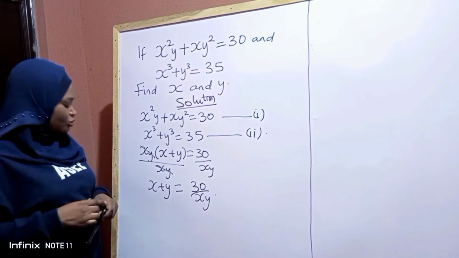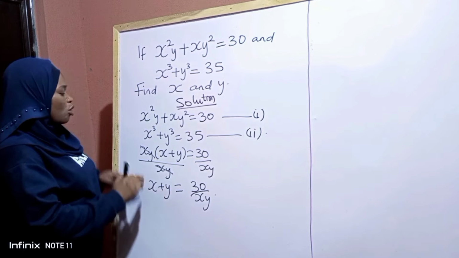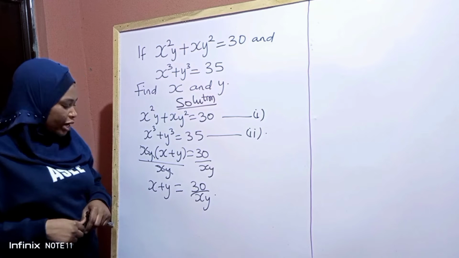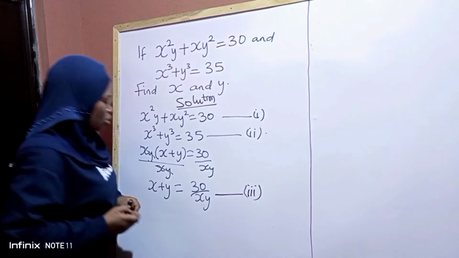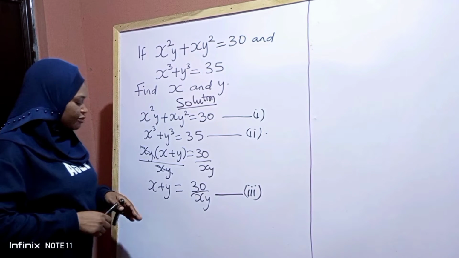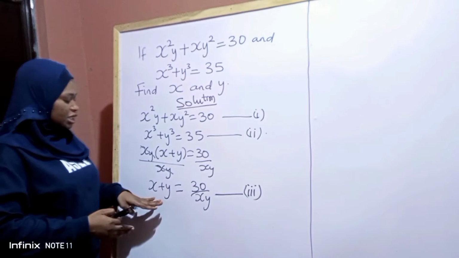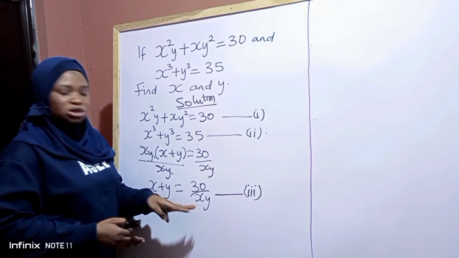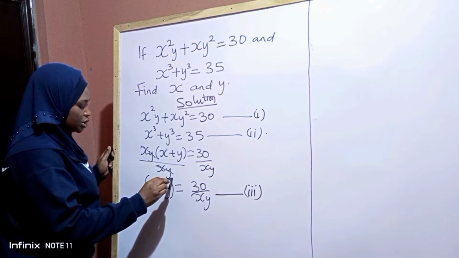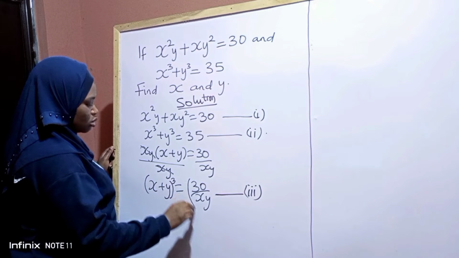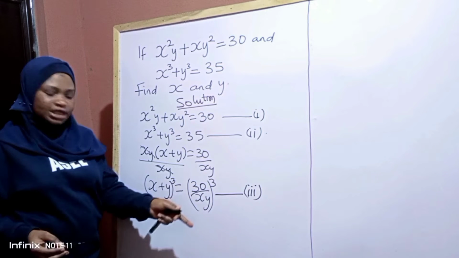Now from here, we have to look for a way of making this x plus y be in the form of x cubed plus y cubed. Let's call this one equation 3. What we are going to do now is cube both sides of equation 3. By doing so, we have x plus y cubed is equal to 30 over xy, all cubed.